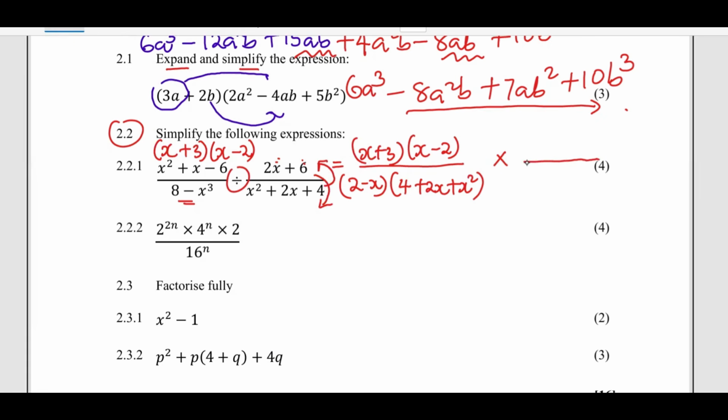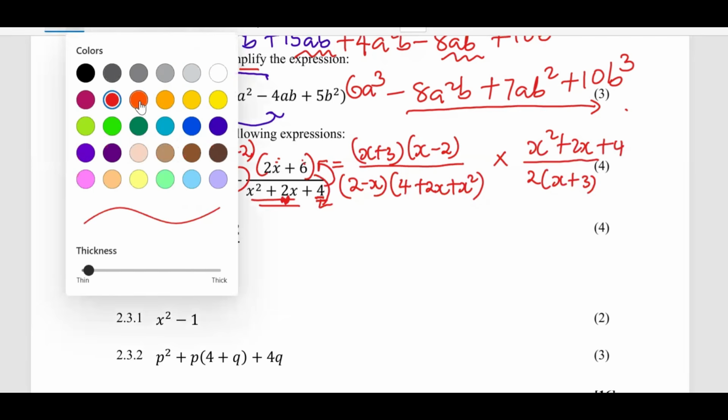Okay. I'll start with the bottom part. I need to factorize that. It's going to be a 2 into x plus 3. And then when I look at this, product is, sorry, product is 4. The sum is 2. There's nothing. I cannot factorize that. So I'll leave it as x squared plus 2x plus 4.